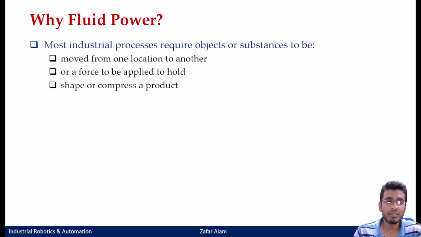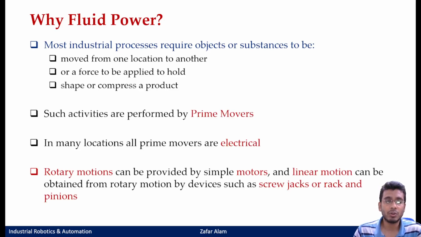Okay, so when all these basic industrial processes come to your mind, what is it? These activities are actually performed by your prime movers. Prime movers are the basic energy source that convert one form of energy to another. In most locations, for majority of these applications, your prime movers are generally electrical devices. For example, you can move things from one place to another by using motors fitted to a conveyor belt. Then you can apply a load with the help of motors, and you can also shape and compress by the same mechanism.